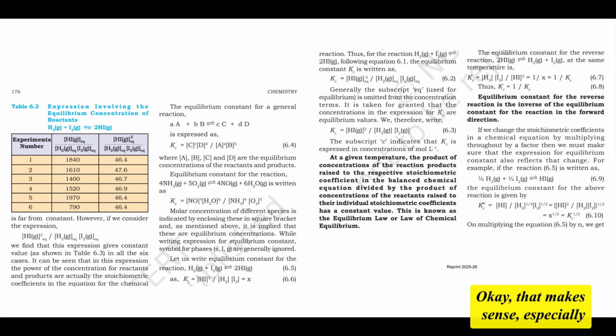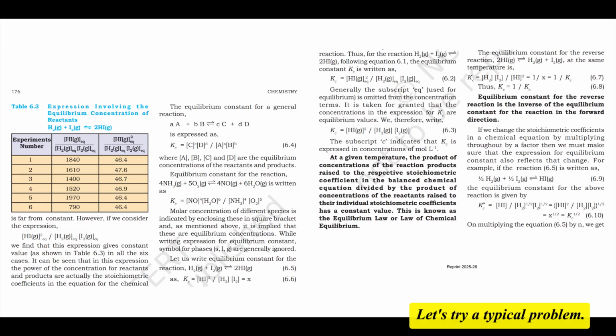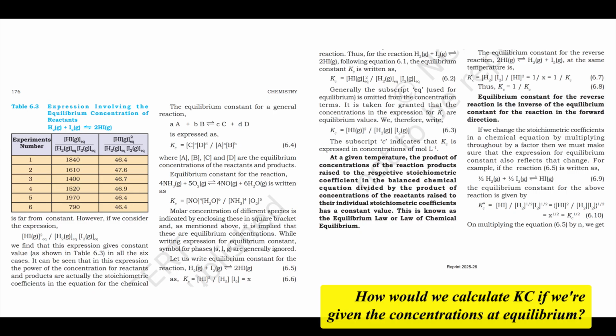Okay, that makes sense, especially the part about needing the specific balanced equation. Let's try a typical problem. How would we calculate Kc if we're given the concentrations at equilibrium?